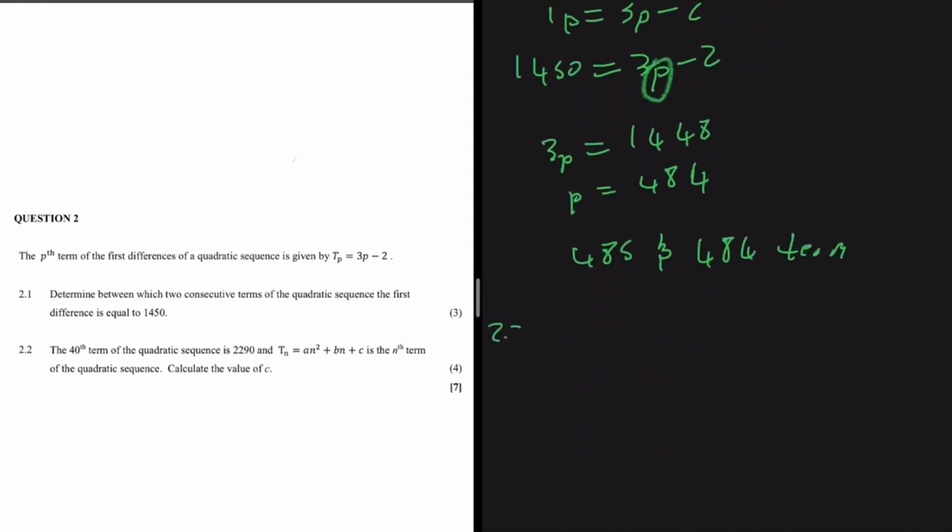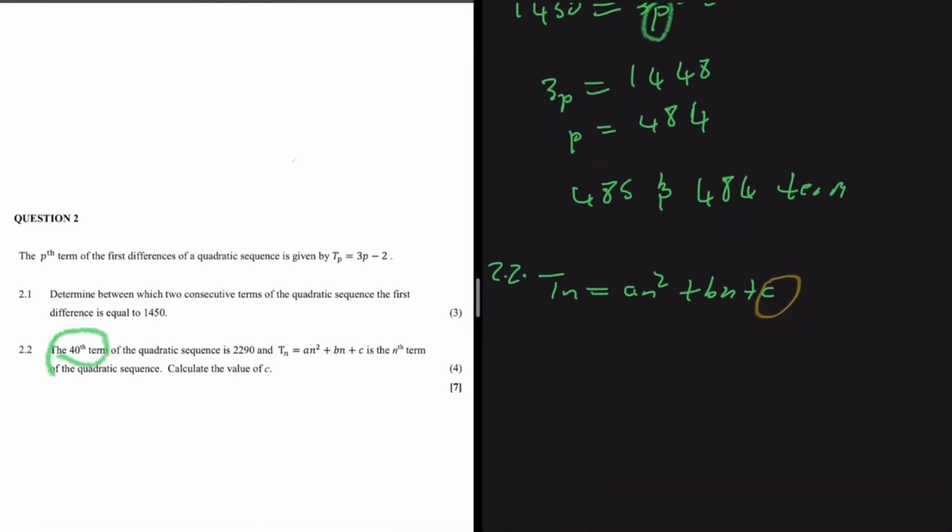Now let's do 2.2. For 2.2, they tell us that the 40th term of this quadratic sequence is 2290, and then they give us an equation: Tn is equal to an squared plus bn plus c. And then they want us to determine the value of c. I want you to realize something. If we have the equation of the first differences, then we can find b and a, right? And then if we have b and a, we can substitute T40 to determine c. Let me show you what I'm talking about.